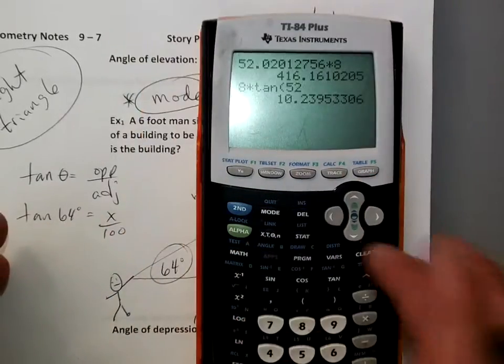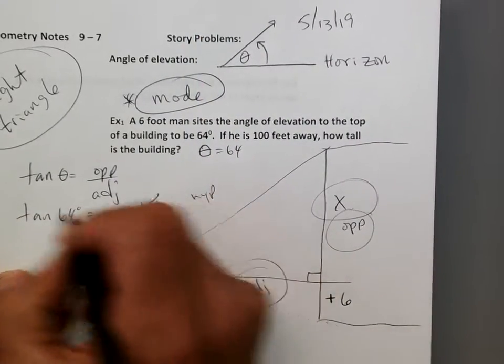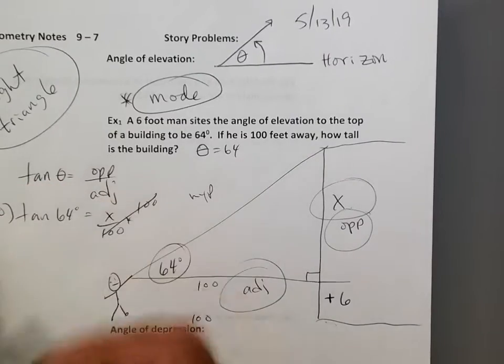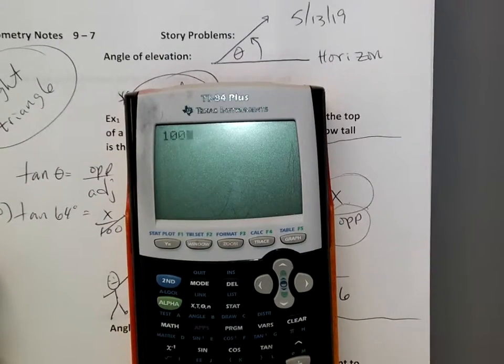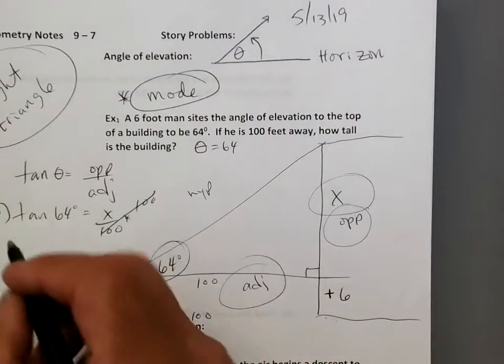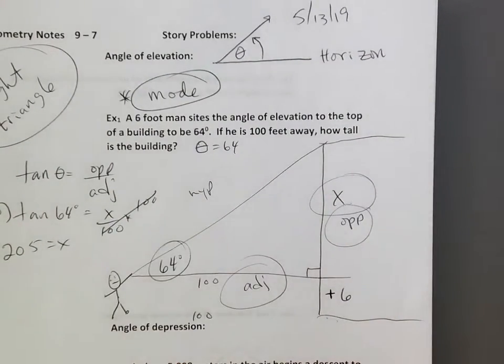So then I'm just going to go ahead and solve this. I'll multiply both sides by 100, and I'll just use my calculator. What is 100 times the tangent of 64 degrees? And I get an answer of about 205. About 205. 205 is the value of x. Almost done.